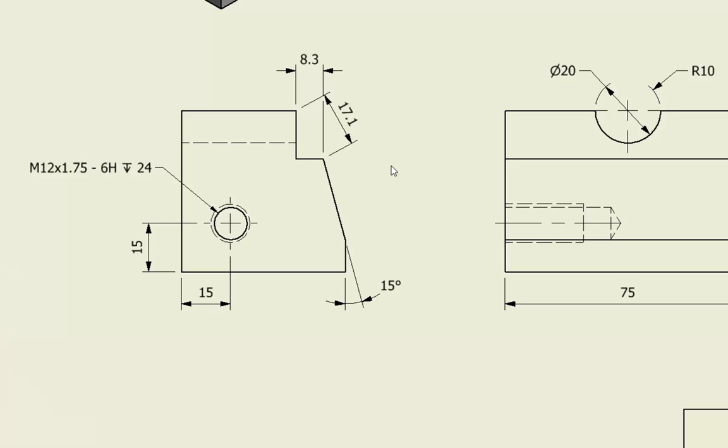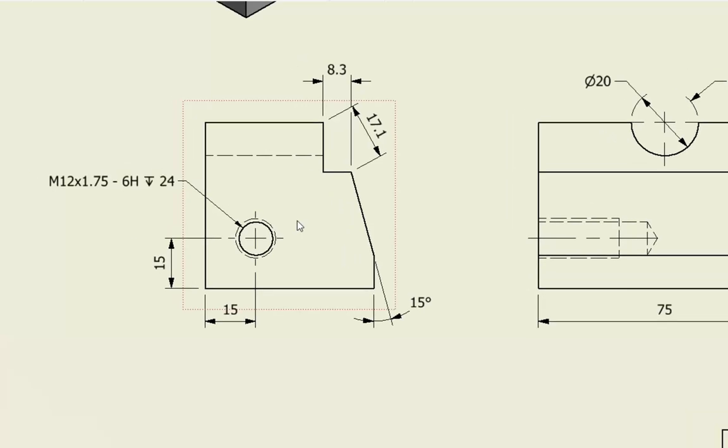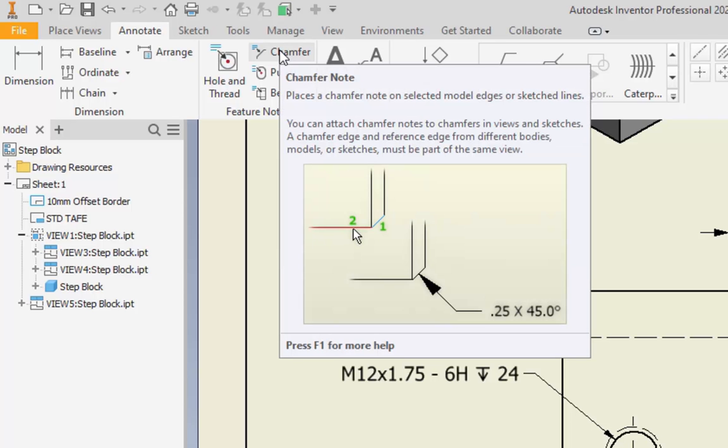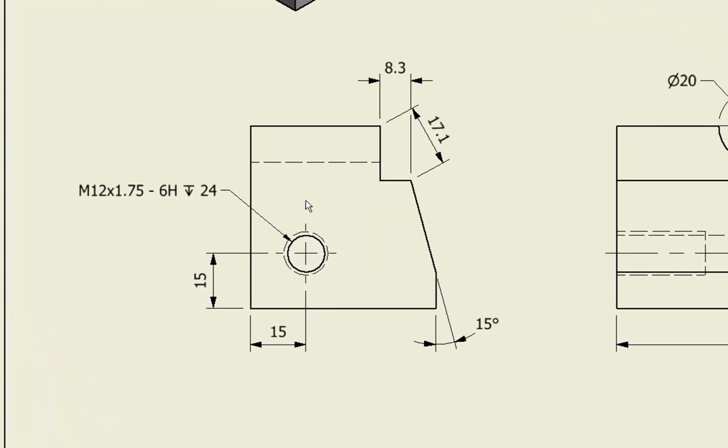So the only other note we can really look at here is our chamfer note, and all we have to do with that one is activate the chamfer note. Once again, we're back up in the annotate tab. Come down, and what we'll normally do is pick the chamfered edge. So this is our first edge here. Click, and then it'll ask you to pick a reference edge. So I'll pick an adjacent reference edge, and you'll see that that gives us our chamfer note.